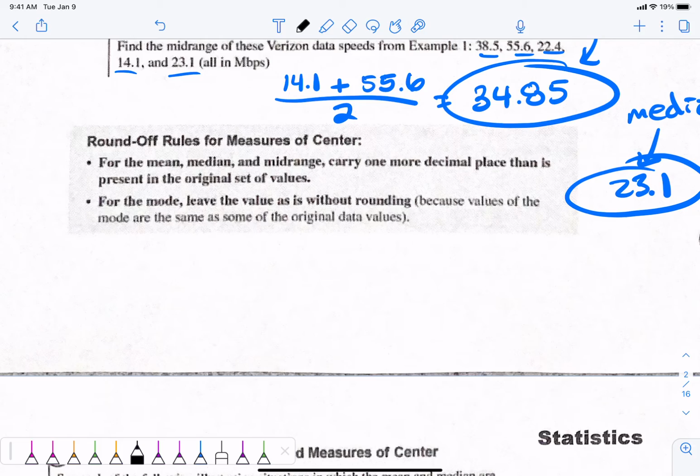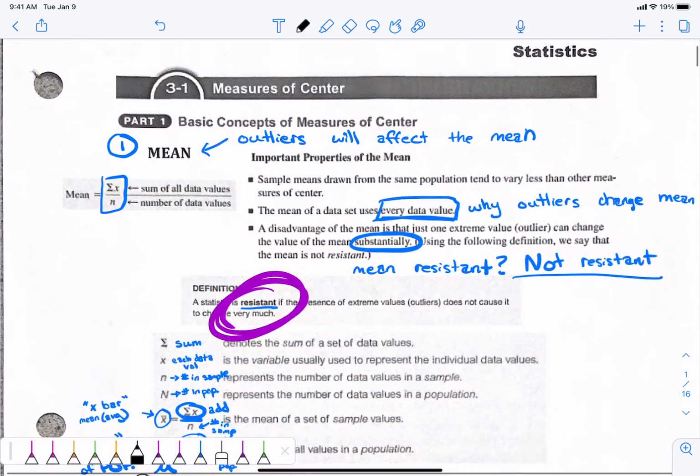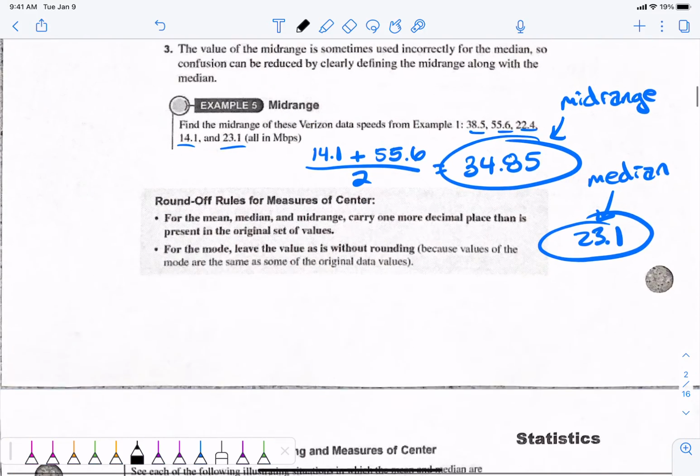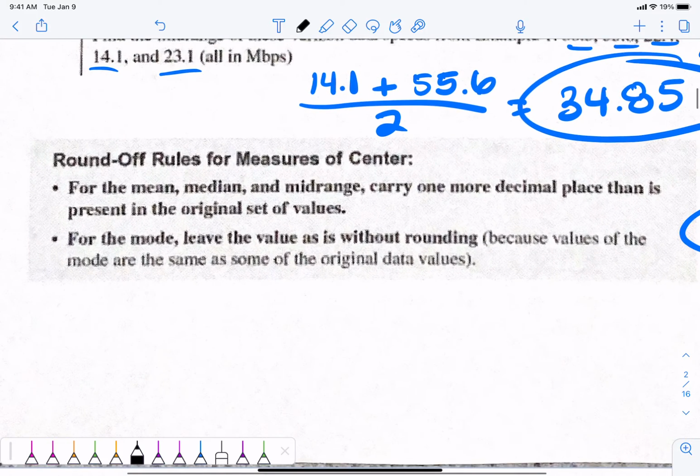Okay. This is section notes for 3-1, and we are at the bottom of the second page. There's one more thing that I want to talk about before we move on to the third.